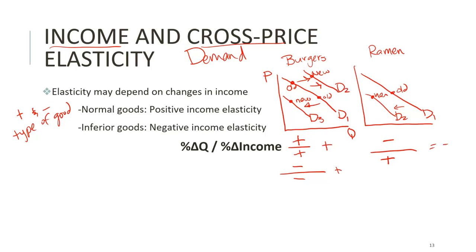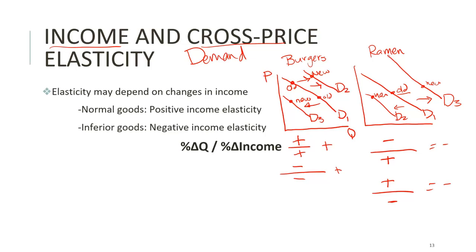Or the opposite happens. We've got a recession, and now people's incomes are dropping, and this is increasing the demand for cheap ramen. So old value here, new value has increased. So we get positive on the top, and that was as a result of a decrease in income. So positive divided by negative is negative. So if you're calculating income elasticity and you get a positive number, it's normal. Negative number, it is inferior.